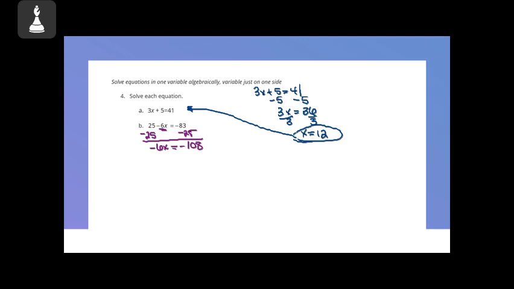Now the negative 6 is attached to the x with multiplication. So to undo that, I'm going to divide both sides by negative 6. And when I take negative 108 divided by negative 6, I get the answer 18.